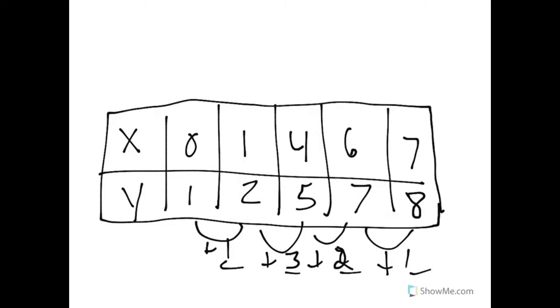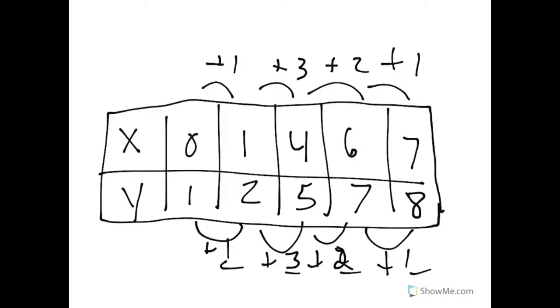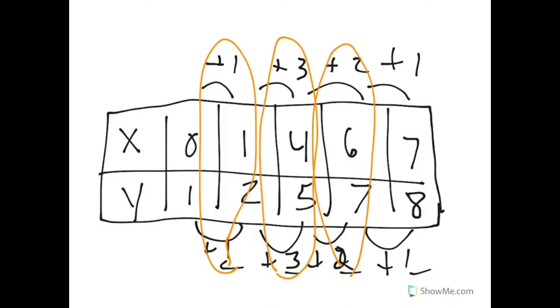We have to compare the rate of change of y over the rate of change of x. Okay, so let's check it out. Plus 1, plus 3, to get from 1 to 4, to get from 4 to 6 is plus 2, to get from 6 to 7 is plus 1. You'll notice both 1s, both 3s, both 2s, both 1s once again.